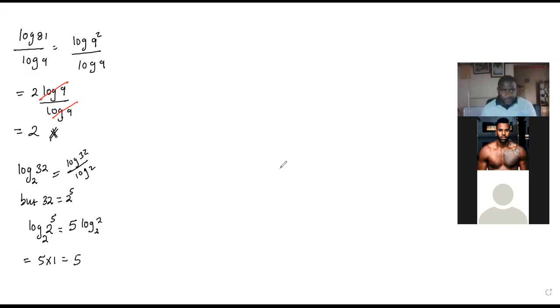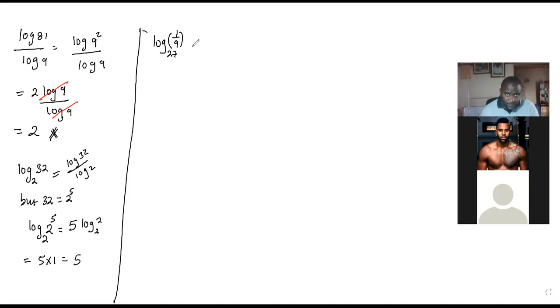Then the last number there was talking about log to base 27 of 1 over 9. This is the same as log base 27 of 1 minus log base 27 of 9. But remember, log of 1 of any number is 0, minus log of 9 to base 27. This will give us negative log base 27 of 9.